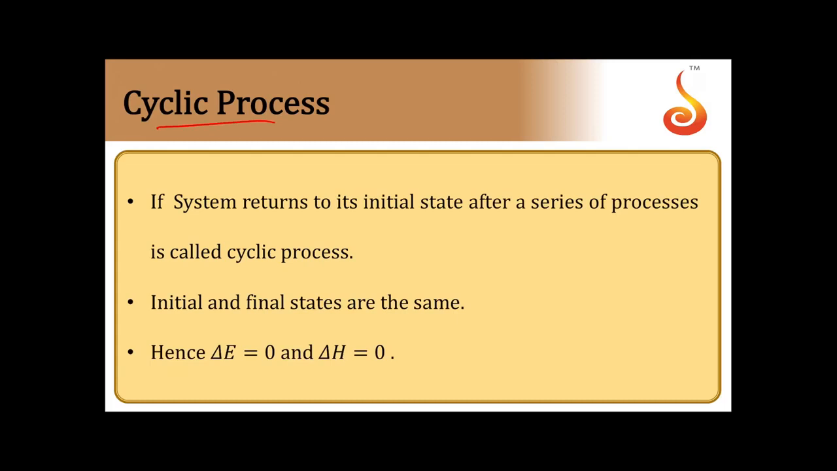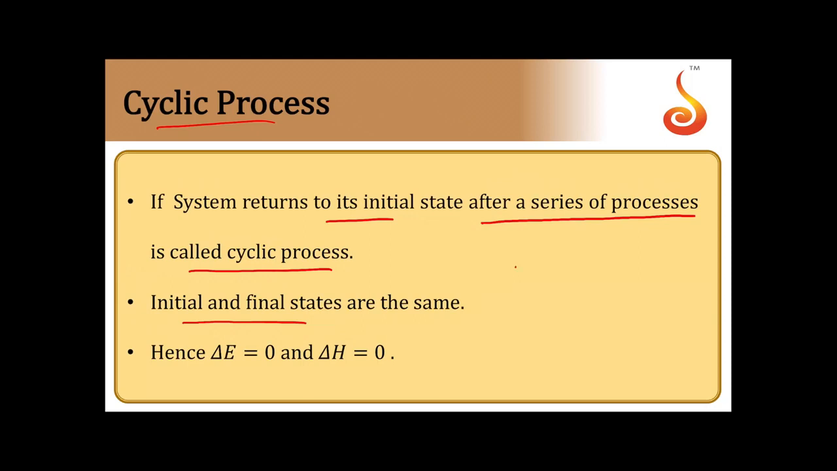Then we have the cyclic process. If a system returns to its initial state after a series of processes, it is said to be a cyclic process. Initial and final states are the same in a cyclic process.